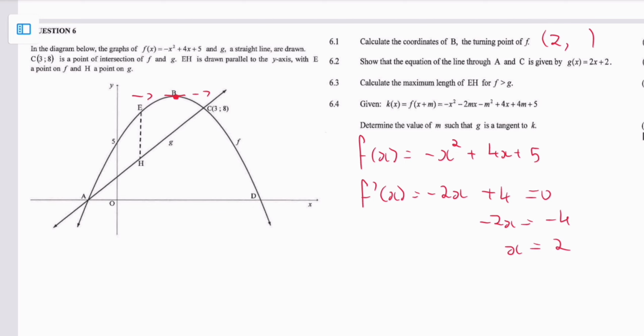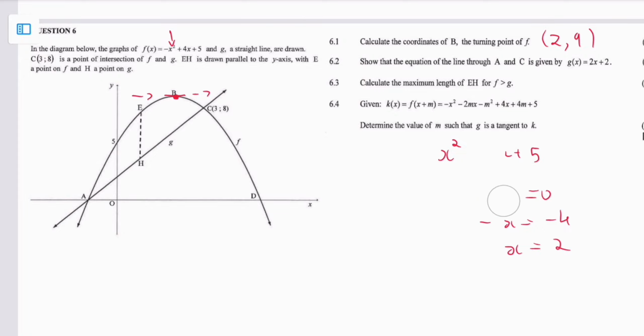And so now we have that coordinate, which is x equal to 2. All you have to do is plug that into the formula for f of x. I'm not going to do that tedious work. You'll get 9. Okay, so there we go. The coordinates are (2, 9). Three points, easy marks.